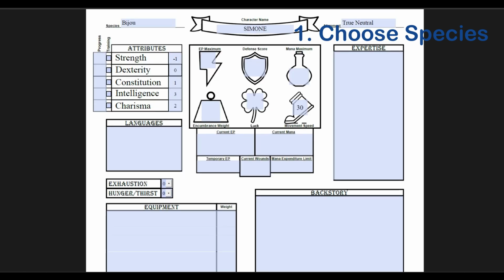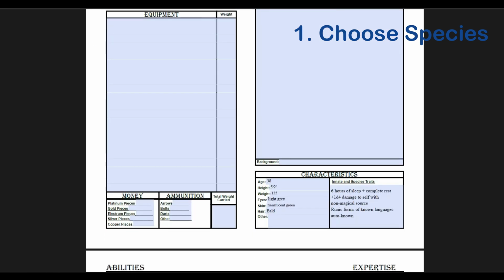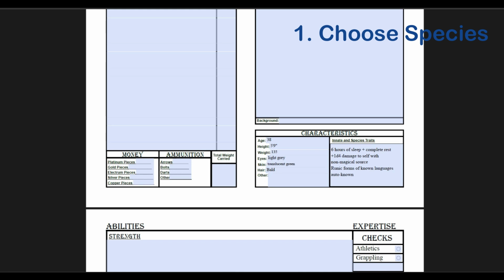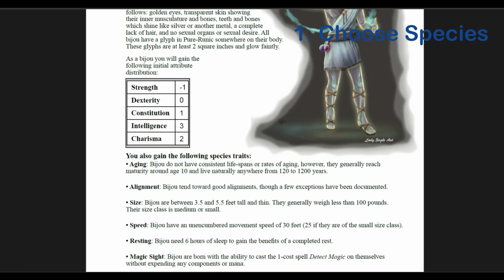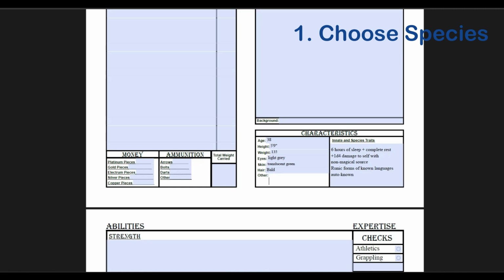So I put the attribute array here. I chose a bijou and I named them Simone, and they are true neutral. I also want to describe them a little bit and put some of their species related things right here so it can remind me of that. But I already decided this is a 38-year-old who's about 5'9" and 135 pounds with light gray eyes and like a translucent green skin with no hair. Over here, it says that there's a glyph in a runic language that is somewhere on their body. So I think what I'll do is I'll say glyph in left palm.